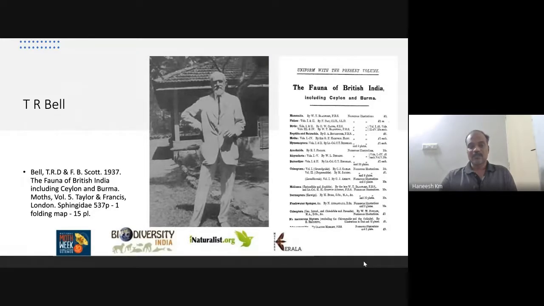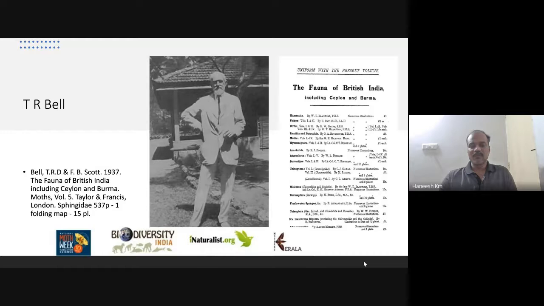So Bell, even some of the life cycles we still cannot crack, but that Bell had already done 100 or 120 years back. So that is the kind of work he has done in the entire area. Along with Scott, he did one of the major works, the Fauna of British India, including Ceylon and Burma.